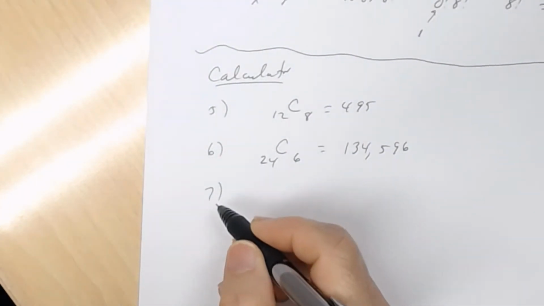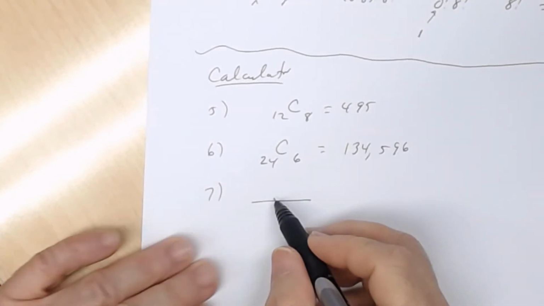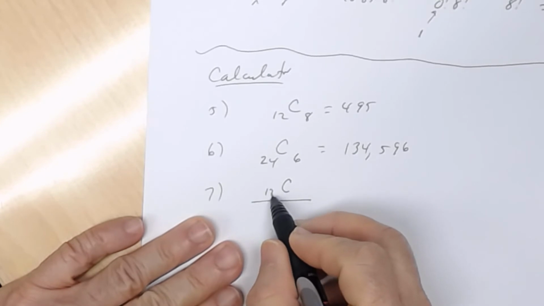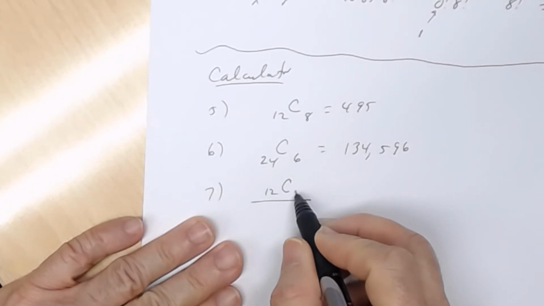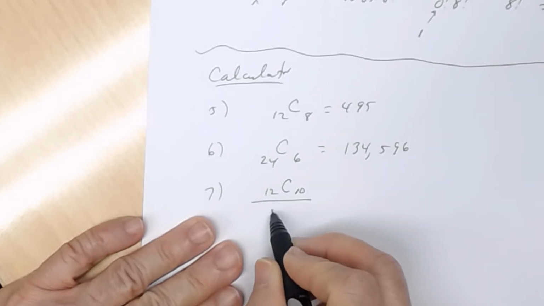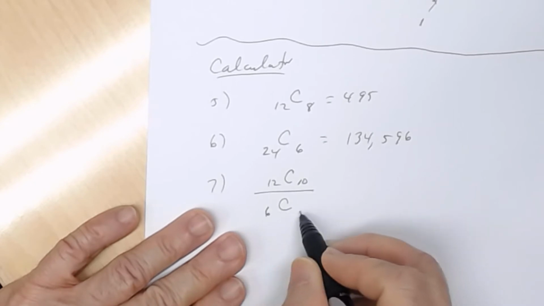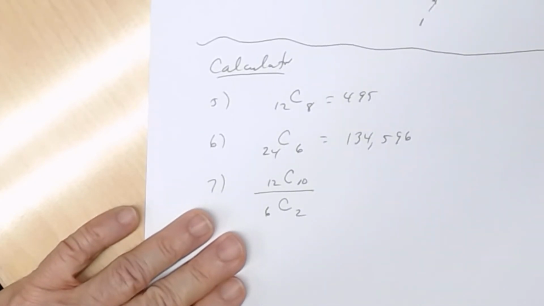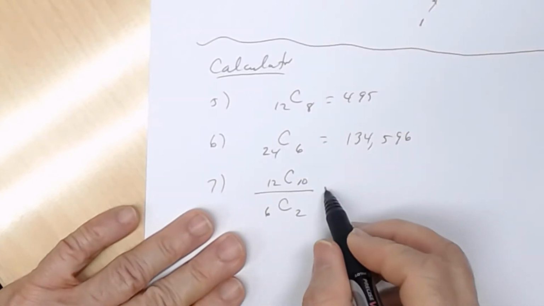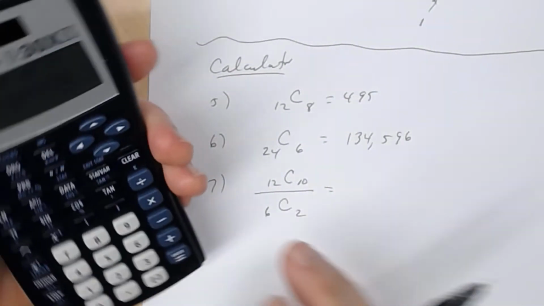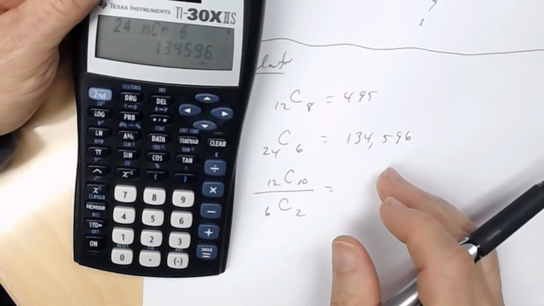All right, number 7, suppose you had this. Now you have the number of combinations of, let's say, 12 items taken 10 at a time divided by the number of combinations of, let's say, 6 items taken 2 at a time. Okay? All right, so let's see what that is. Hopefully it'll come out nice because I made this up, so it may not.